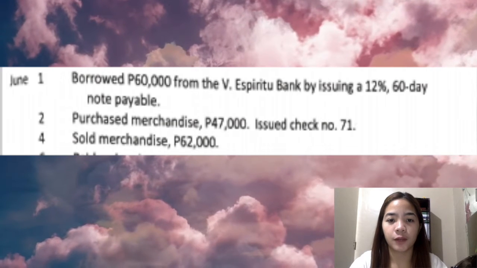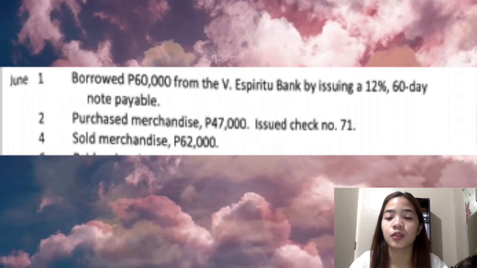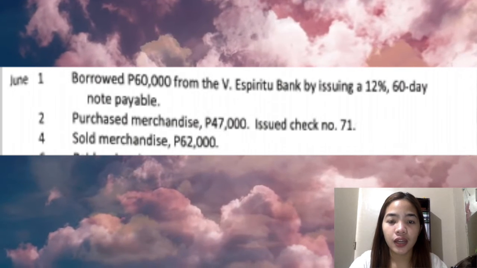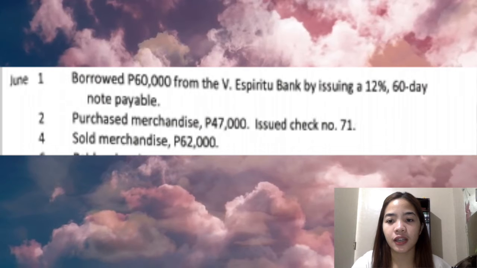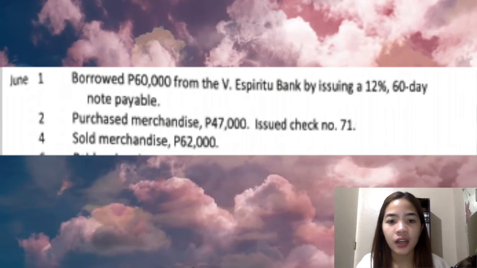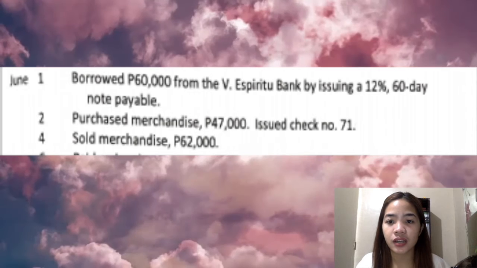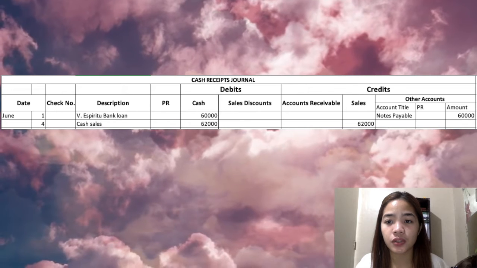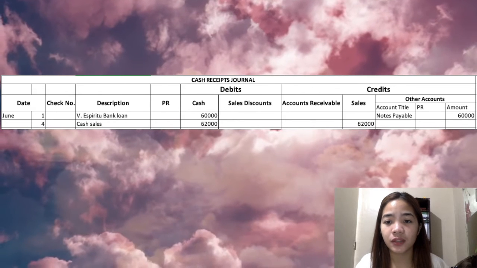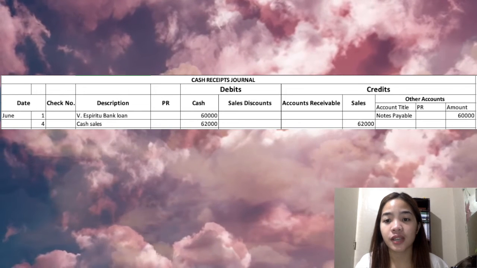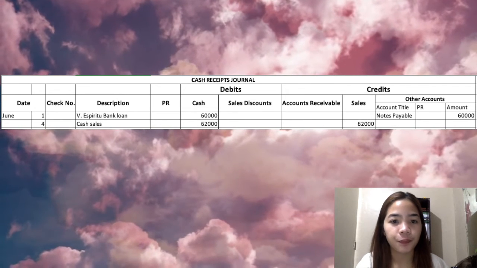On June 4, sold merchandise, 62,000. Hindi naka-indicate if inutang ba siya ng customer, kaya assume na cash sales siya. Kaya, lagay natin siya sa cash receipts journal. We have here on June 4, description, cash sales. We have a debit of cash, 62,000. And then we have a credit of sales, 62,000 also.